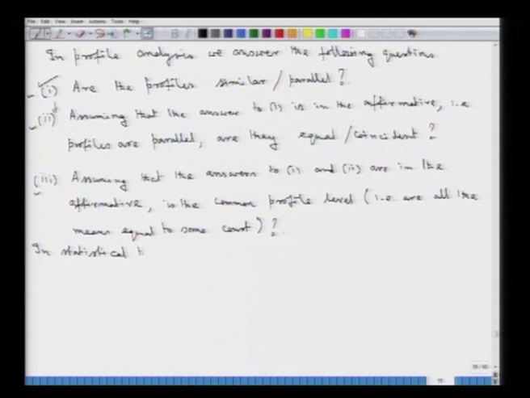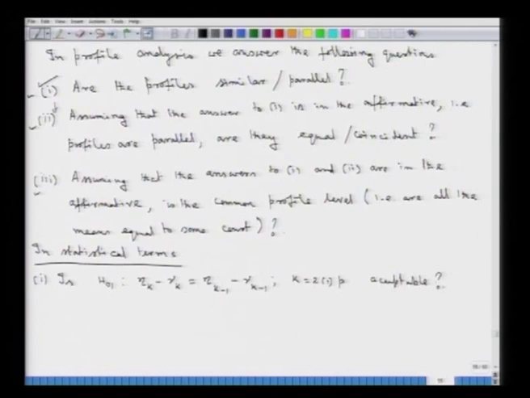In statistical terms, we are actually looking at the following. The first question, that the profiles are similar or parallel, is going to be answered through testing of this particular hypothesis. We will frame a hypothesis which will say that eta k minus nu k is equal to eta k minus 1 minus nu k minus 1. This is for k equal to 2 up to p, whether this hypothesis is acceptable.